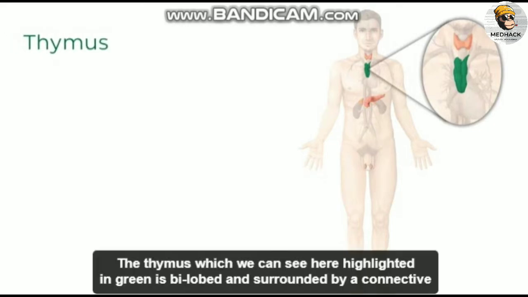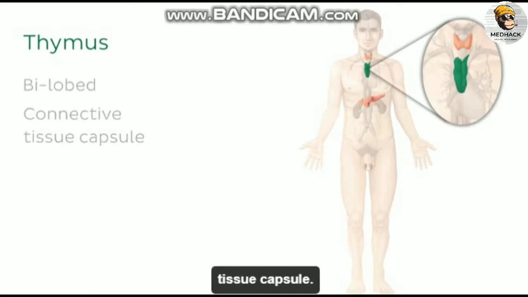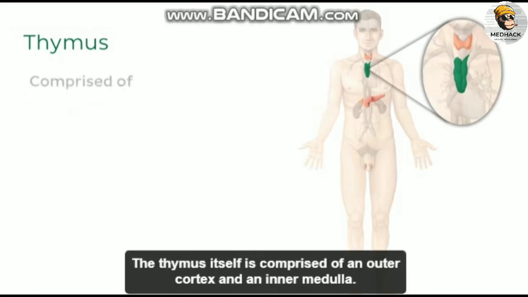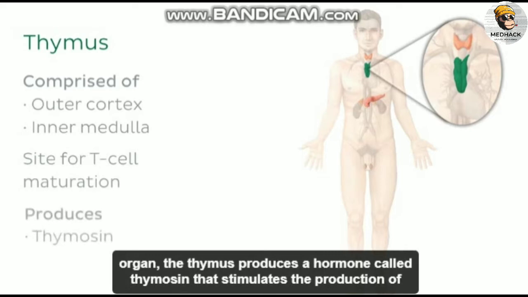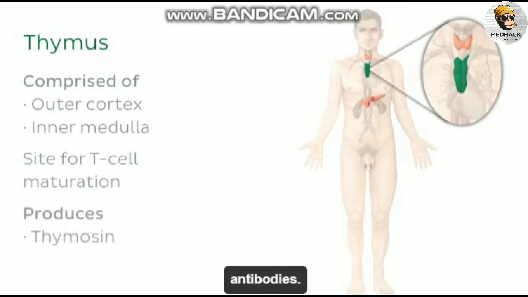thymus. The thymus, which we can see here highlighted in green, is bilobed and surrounded by a connective tissue capsule. The thymus itself is comprised of an outer cortex and an inner medulla. It's a primary lymphoid organ and the site for T-cell maturation, and as an endocrine organ, the thymus produces a hormone called thymosin that stimulates the production of antibodies.